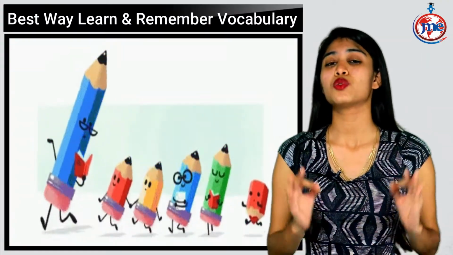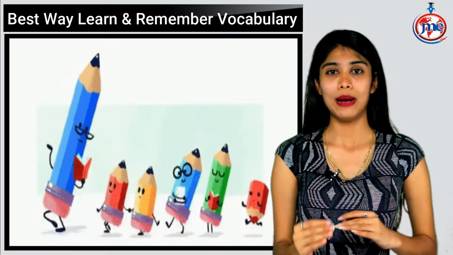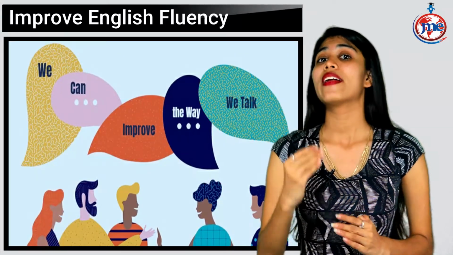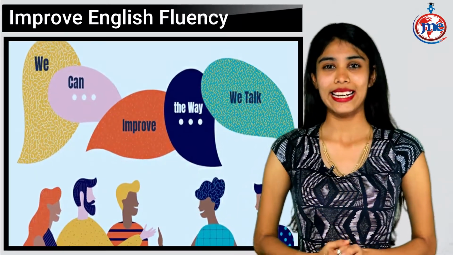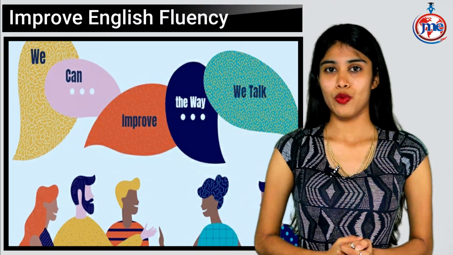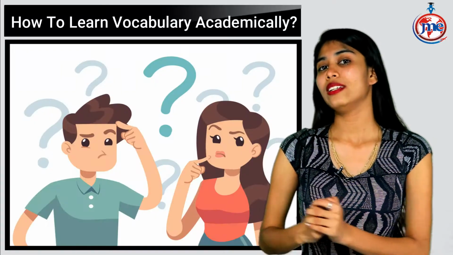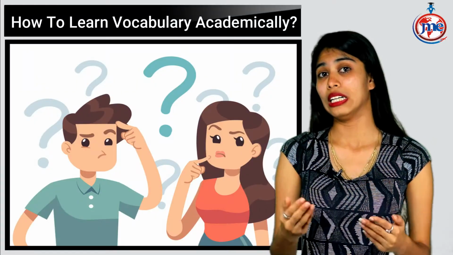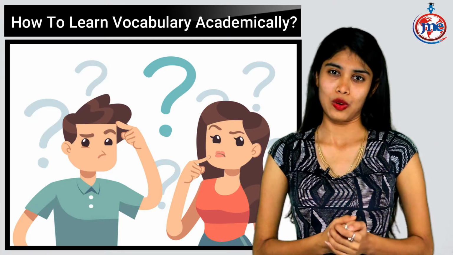Now let's see tip number 3, and that is learning vocabulary through an academic way. Students, from my point of view, it is the best way to learn and remember vocabulary. Because by learning academically, your English fluency will also increase. So it is the best way. Now you all will ask how to learn vocabulary in an academic way.